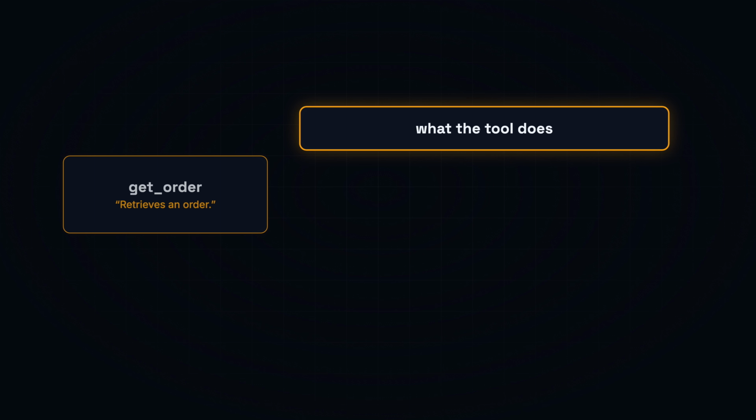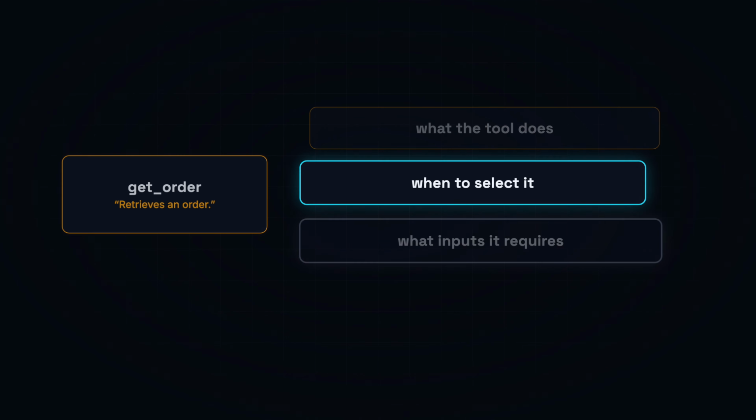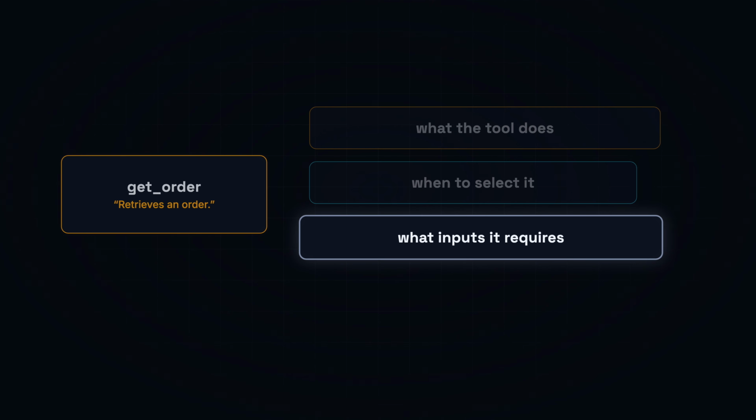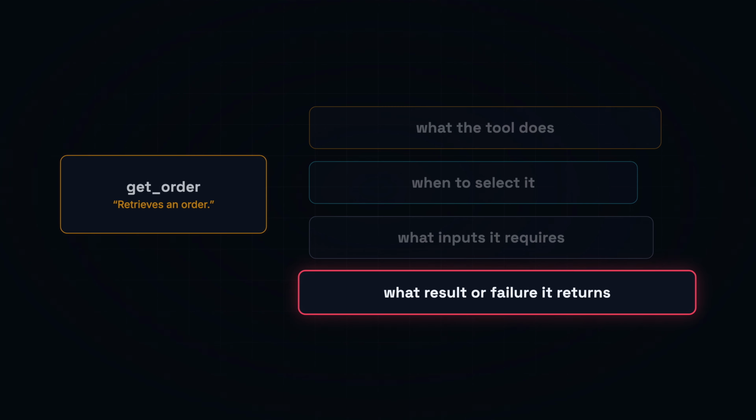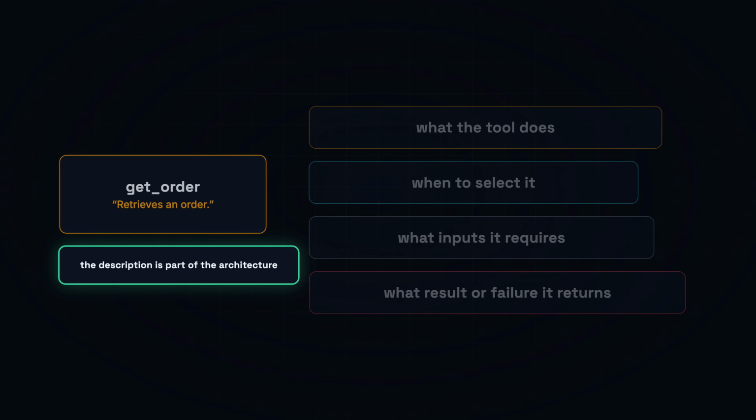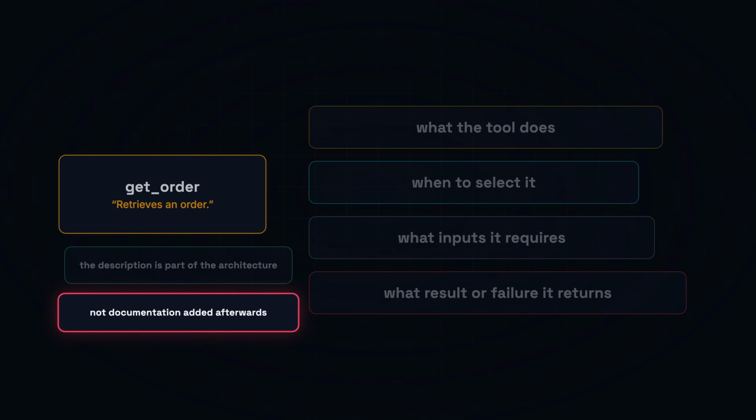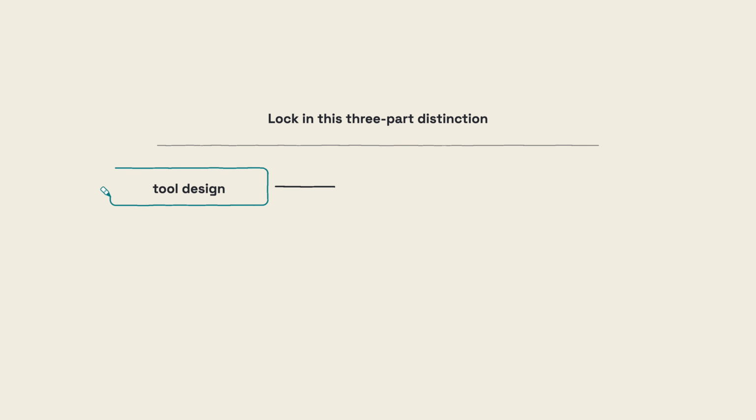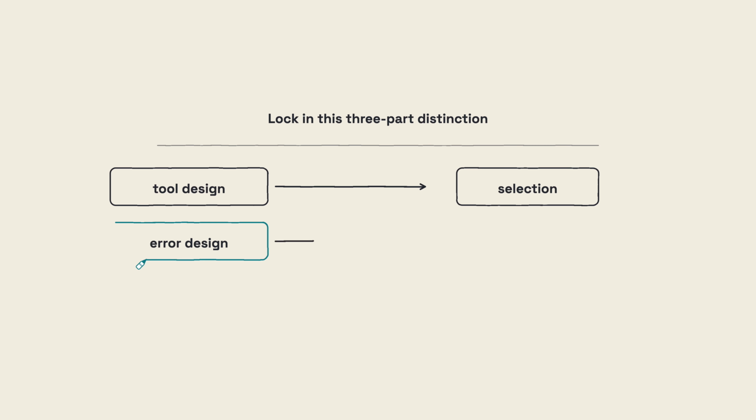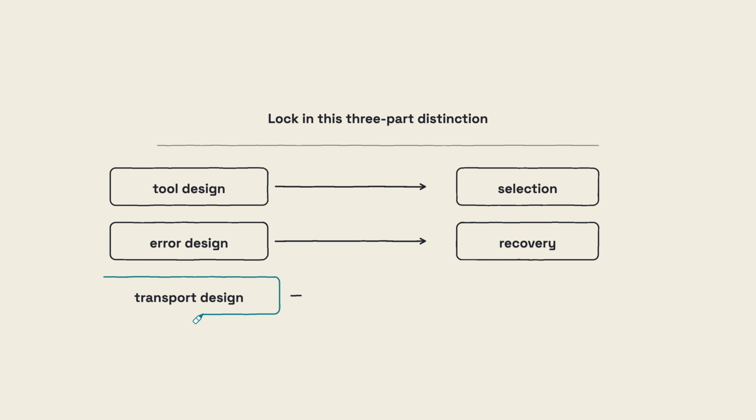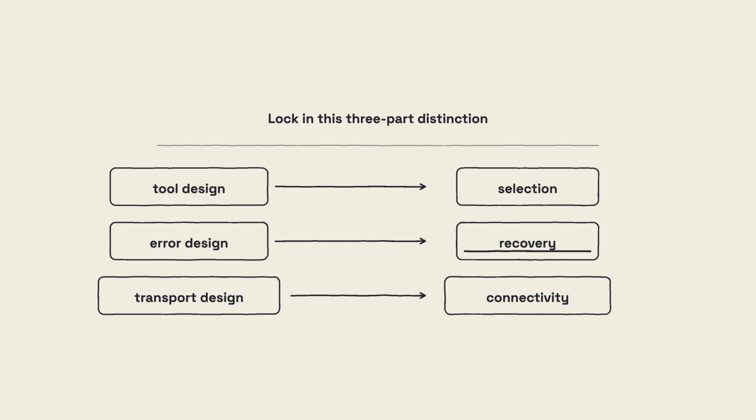The tool interface must help Claude distinguish what the tool does, when to select it, what inputs it requires, and what result or failure it can return. The tool description is part of the architecture, not documentation added after the architecture is finished. Lock in this 3-part distinction. Tool design determines selection. Error design determines recovery. Transport design determines connectivity. "Something went wrong" gives the agent no reliable recovery branch.